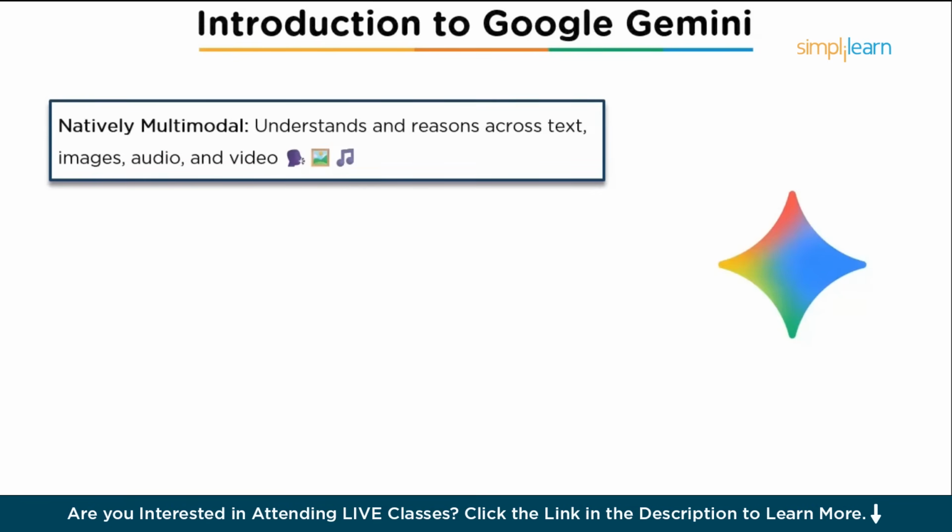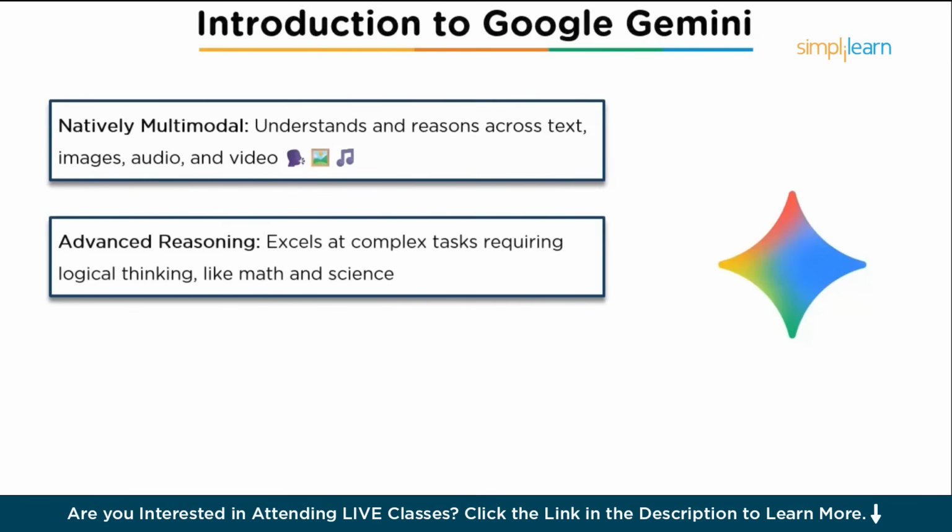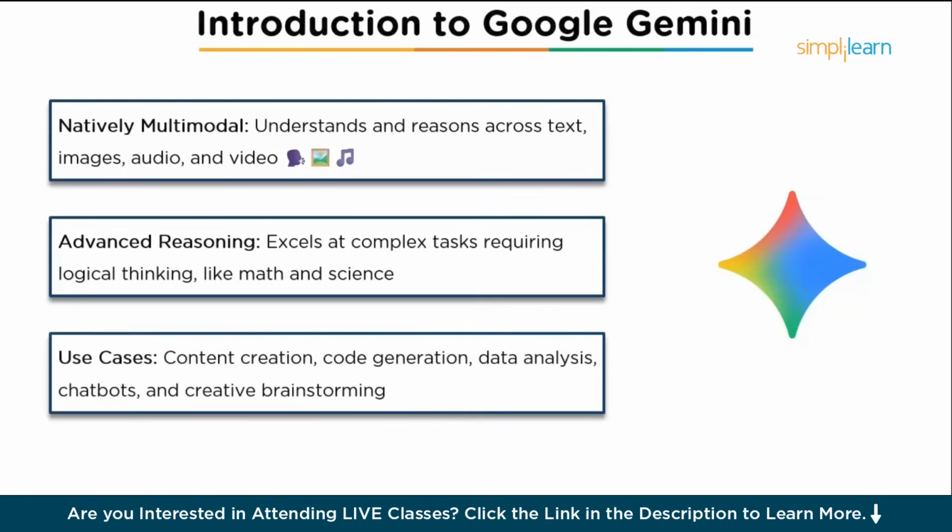Gemini also demonstrates advanced reasoning capabilities, allowing it to solve problems that require logical thinking, such as mathematical calculation and scientific analysis. These strengths make it highly effective for more demanding and knowledge intensive tasks. In terms of use cases, Gemini is well suited for content creation, code generation, data analysis, building intelligent chatbots, and even brainstorming.